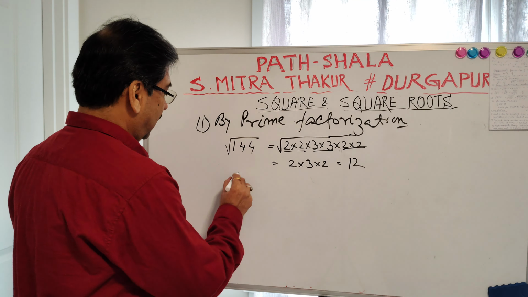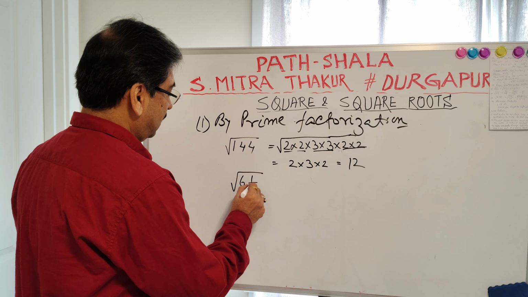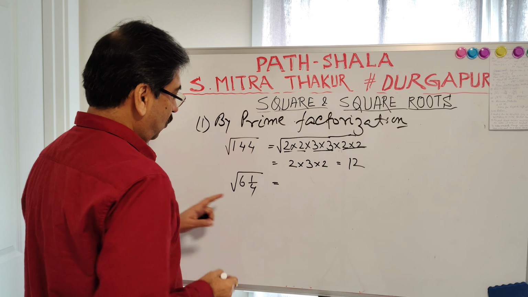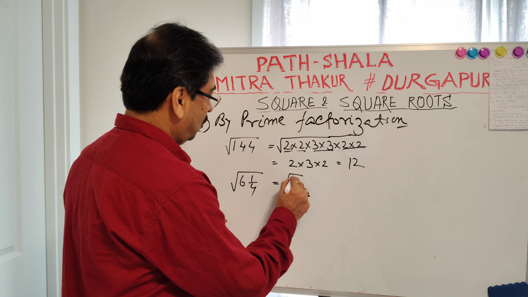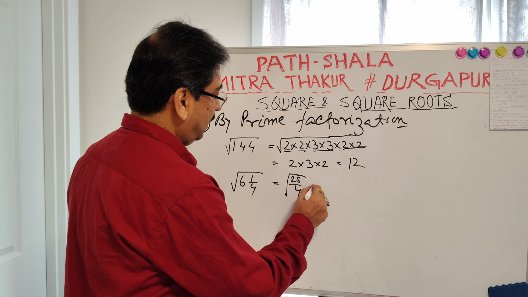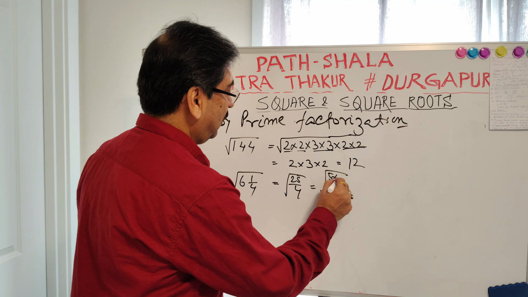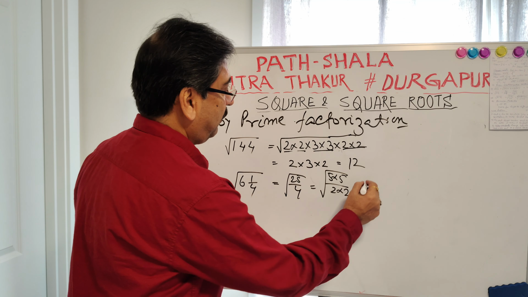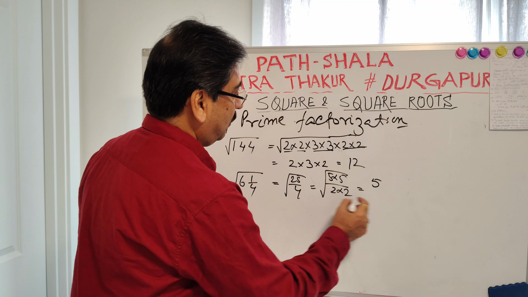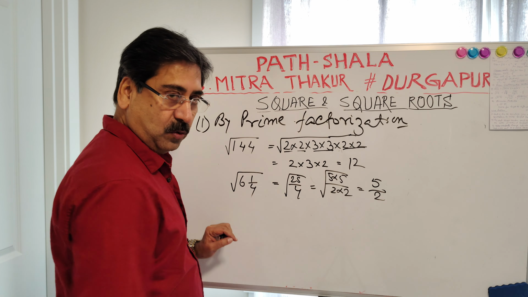Suppose I take a mixed fraction, 6 1 by 4. What will be the square root? 6 1 by 4 is 25 by 4. That means it equals 5 into 5 by 2 into 2. So for the pair of 5, I will take one 5. For the pair of 2, I will take one 2.